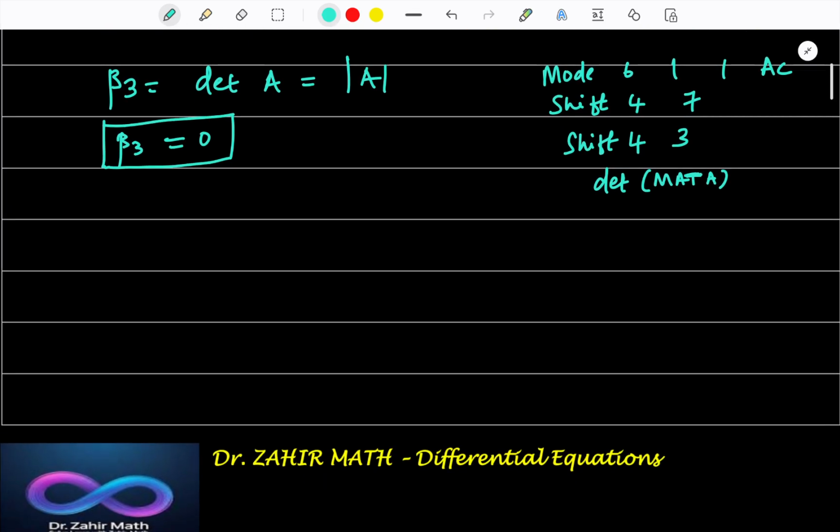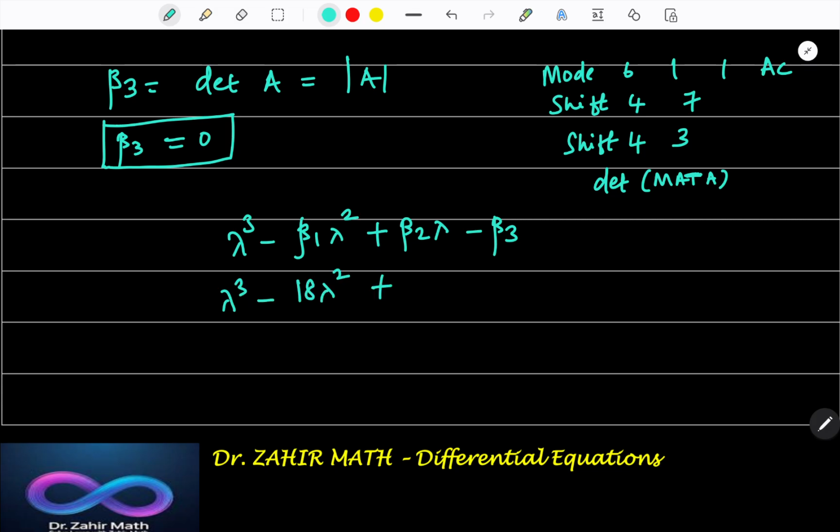Right, so finally let us put all these values in the equation. Lambda cube minus beta 1 lambda square plus beta 2 lambda minus beta 3. So lambda cube minus, what is your beta 1? I think 18 we got it. And beta 2 we got it as what? 45 lambda minus beta 3 equal to 0.